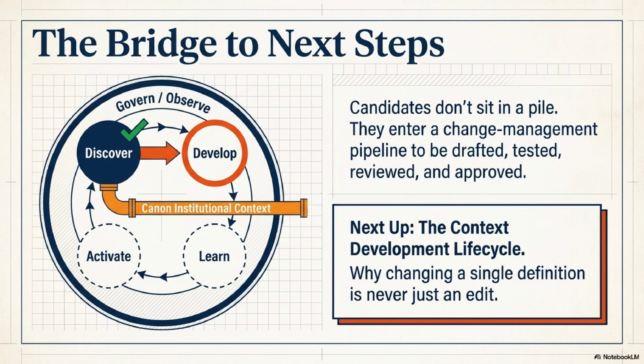So here's where we are in the loop. Discover has done its work. It captured what was never written down and produced candidates. Definitions, procedures, conflicts, all clearly labeled as not yet canon. Those candidates don't sit in a pile. They flow into the next capability, a life cycle that drafts, tests, reviews, approves, and one day retires each one, the exact discipline you give code and models. Next episode, we follow one candidate into that life cycle and find out why changing a single definition is never just an edit. Discovery found what's real. Next, we govern it. I'll see you there.